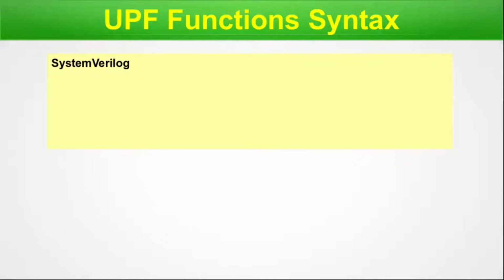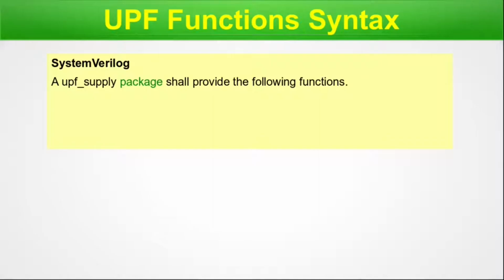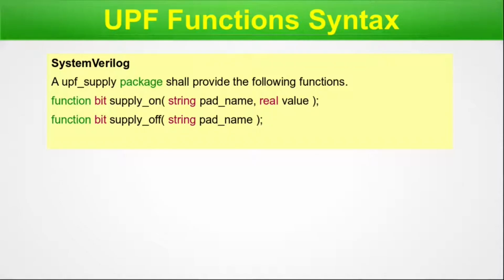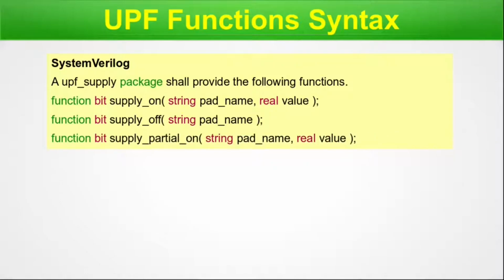First, start with the System-Verilog. A UPF supply package shall provide the following functions. First is a function supply on, its return type is bit and the arguments are pad name and val, which are string and real as their type. The next is supply off. It has a pad name as the argument, return type is bit, and supply partially on has pad name and value as the two arguments and its return type is bit.